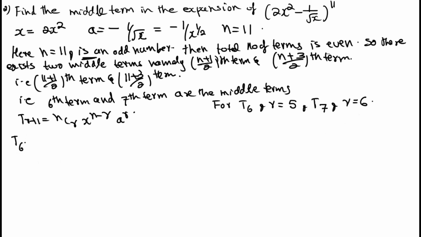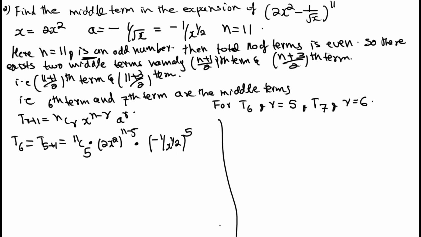T6 equals T_{5+1} equals nCr, that is 11C_r. The r value in this case is equal to 5, right? So substitute r equal to 5: 11C5 into x^(n-r), where x is 2x² to the power 11 minus 5, into a^r, where a is equal to minus 1 by x^(1/2), to the power r. The r value is equal to 5. Okay, now simplify this one.